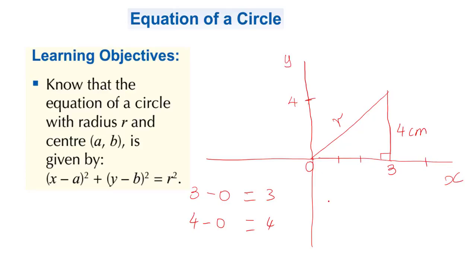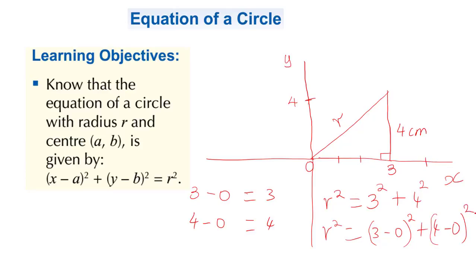So if I want to find what r is, I'm going to use the equation r squared, which is c squared, equals a squared, and a is 3 centimeters, plus b squared. b is that height there, which is 4 squared. So that's the first way I can write this. Another way I can write it is 3 take away 0, in brackets squared, plus 4 take away 0, in brackets squared. So there are two ways you can write this. It's going to be that, or it's going to be this. I want you to understand that first before we start finding the equation of a circle. Okay, so let's go back again.